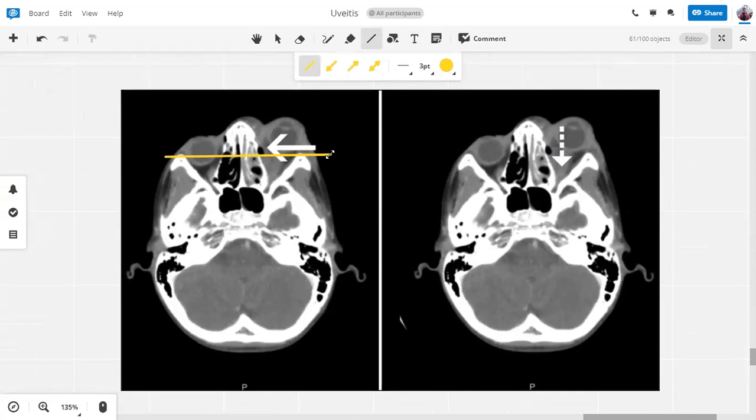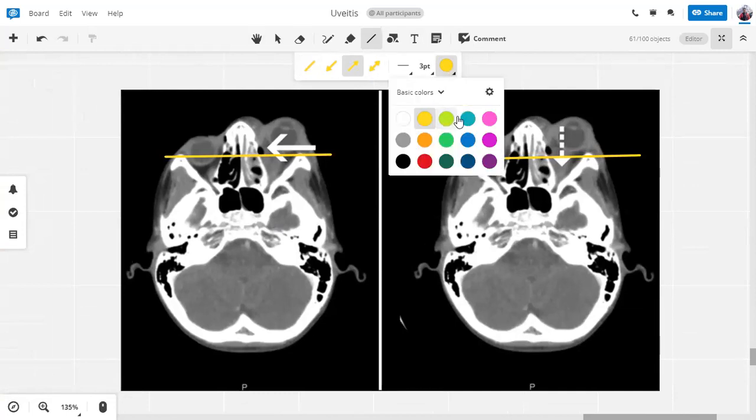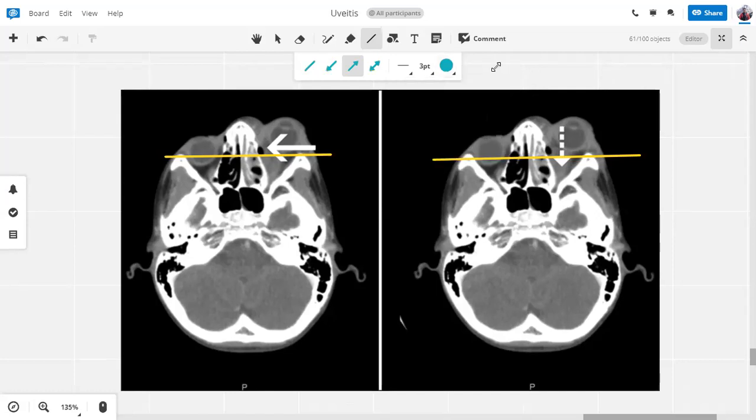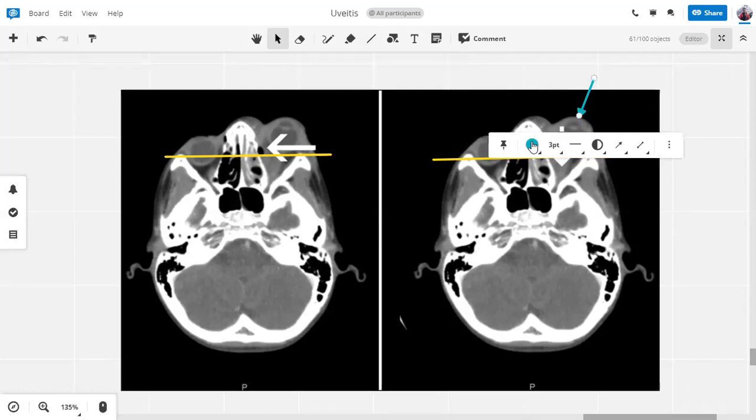Which eye is proptosed? Left. The left eye is proptosed. Yes, the left eye. Because when you're reading a CT scan, you imagine yourself standing at the foot end of the patient. जैसे बंदा लेटा है आपके सामने. This is the left side. The left eye is proptosed.